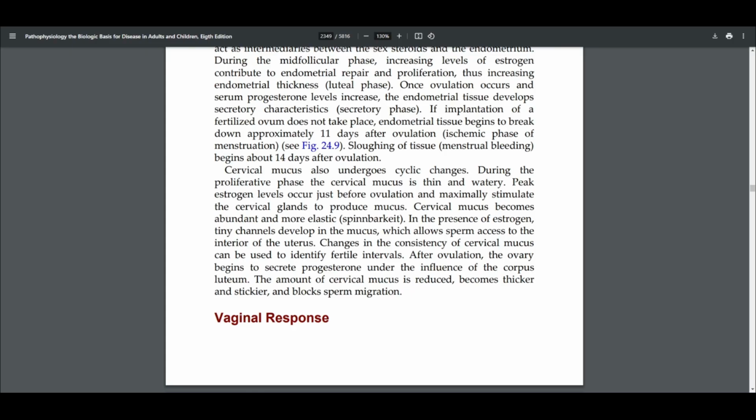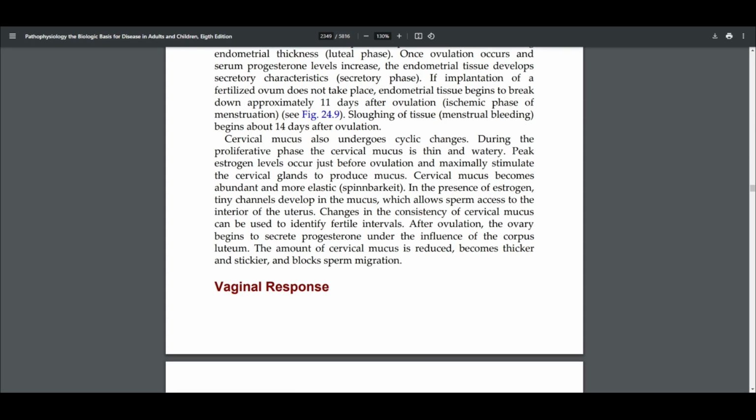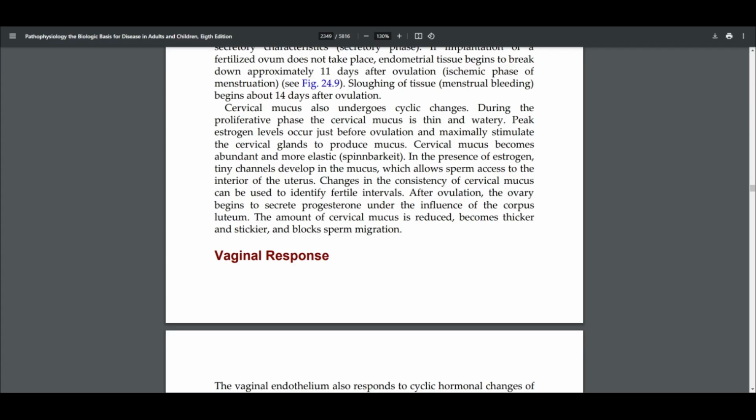After ovulation, the ovary begins to secrete progesterone under the influence of the corpus luteum. The amount of cervical mucus is reduced, becomes thicker and stickier, and blocks sperm migration.